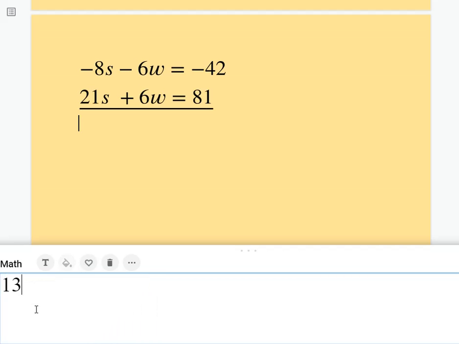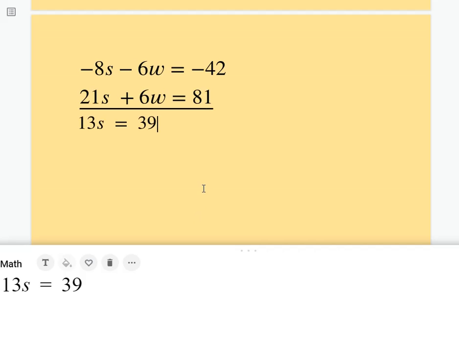You get 13s, and then the w disappears. When you add minus 6w plus 6w, the w disappears, right? Then that will be equal to 81 added to minus 42. What is that? 81 subtract 42, what does it give you? It gives you 39. Okay, so you put it down there, positive 39. All right, so let's insert that in there. So this is what we get. We simplify that.